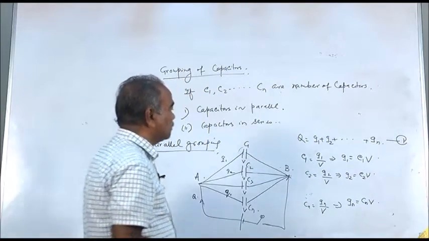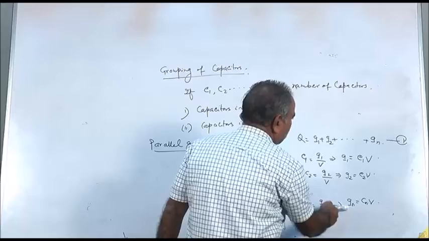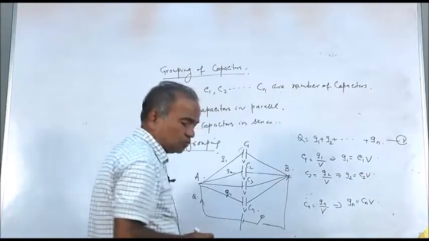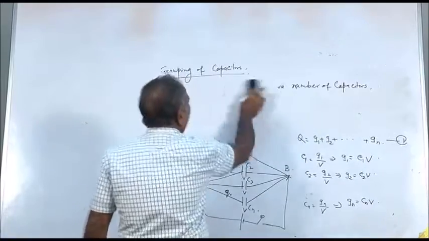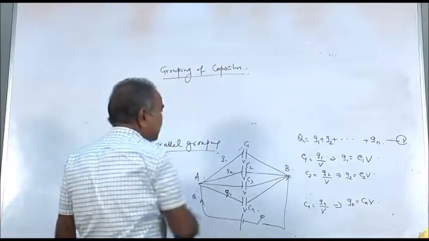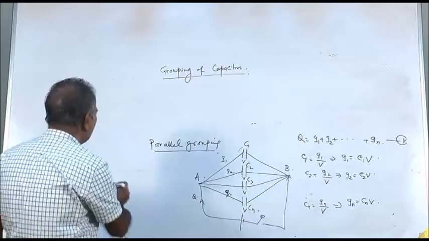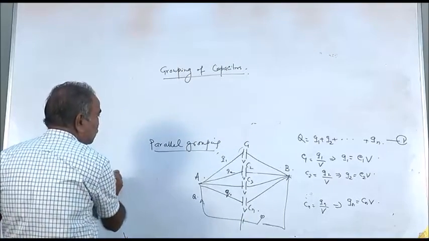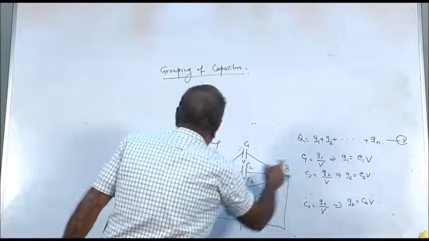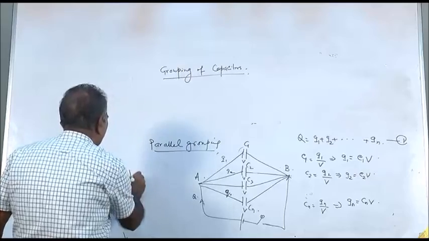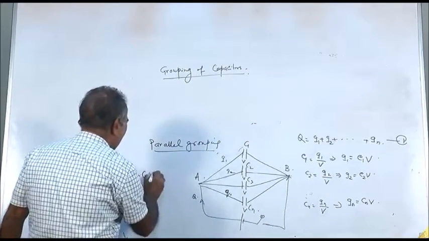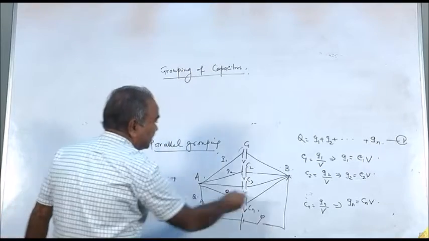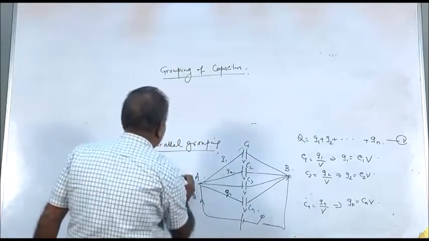So if you put these values of Q1, Q2, Q3 in equation 1, in parallel grouping the total charge Q is equal to Q1, which is C1V, plus Q2 which is equal to C2V, and similarly the last, Qn, is equal to CnV.